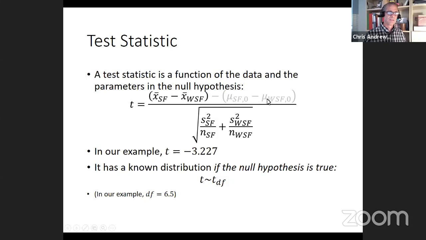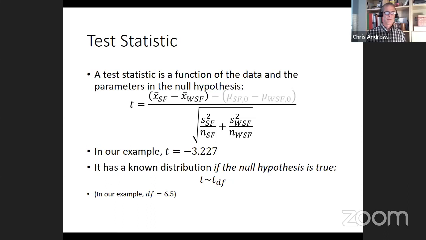This term happens to be 0. It usually is 0. The null hypothesis claimed that these two things are equal, and so that term just goes away. And then this piece in the bottom has a couple components. First of all, it involves the standard deviations of the two groups that I mentioned. There's some variability within each group, and it also involves the sample size.